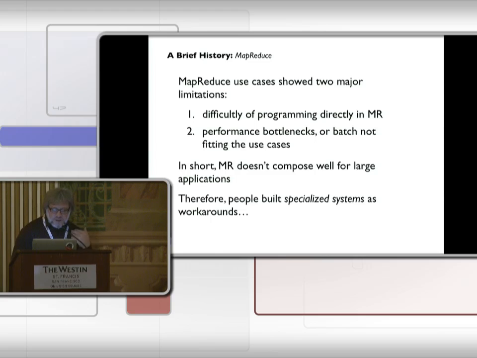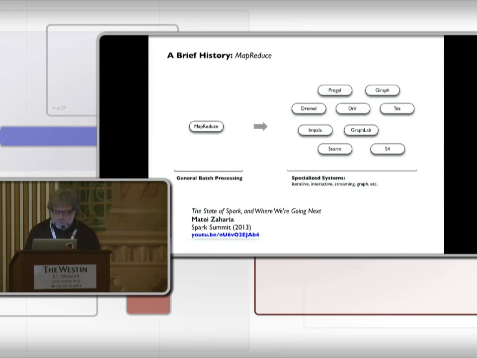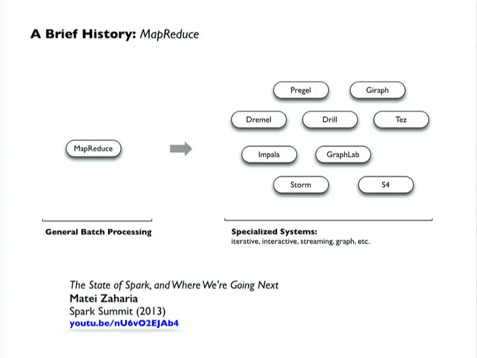But at the end of the day, MapReduce doesn't really compose well for more complex kinds of business logic, larger kinds of apps. As a result, people spent a lot of time over the past decade building more specialized systems. And really, this comes out of a paper. This is redrawn from something that Matei had shown in the last Spark Summit. And there's a great video, if you didn't catch this, there's a YouTube video that we have up on the Spark Summit site.